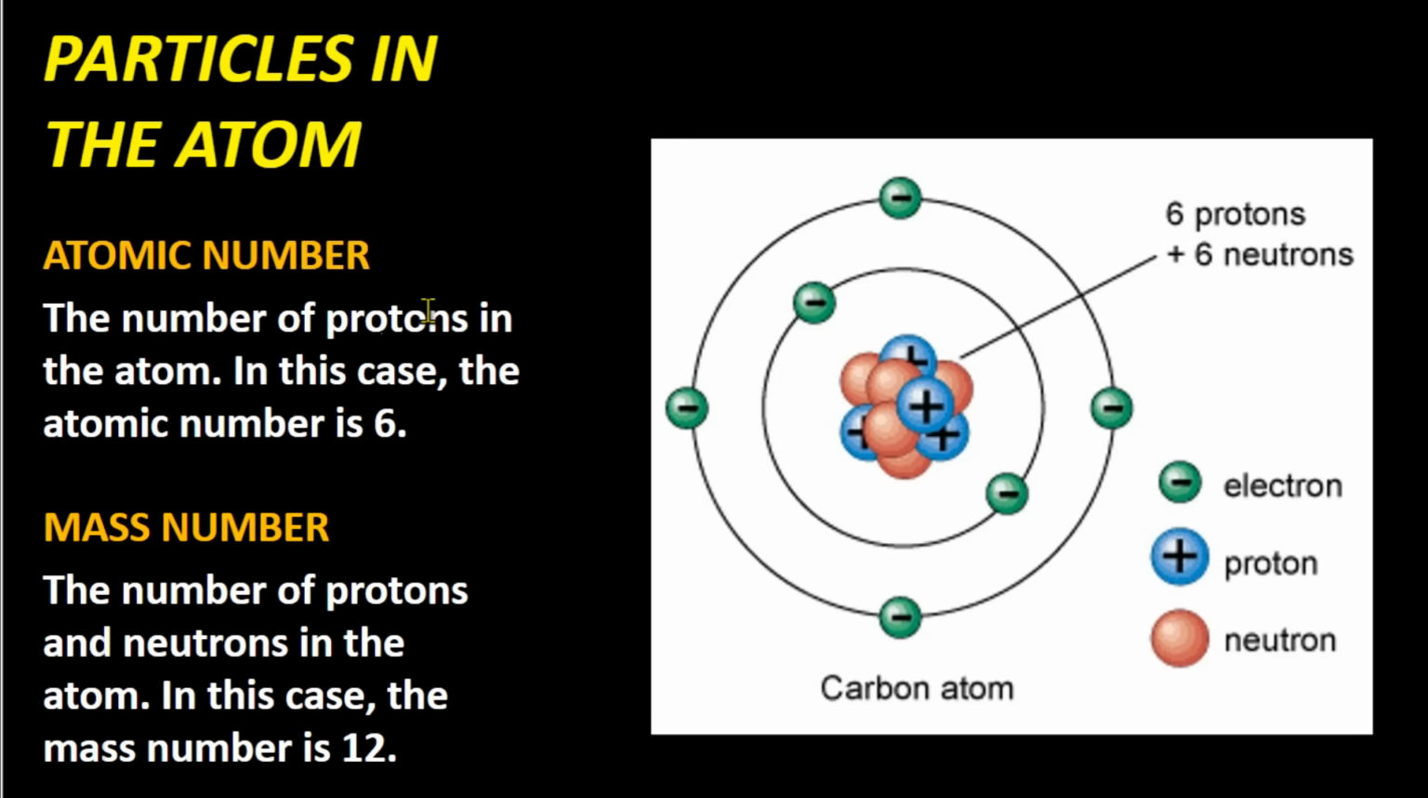The atomic number is the number of protons in the atom. In this case here, the atomic number is 6 because there are 6 protons. The mass number is the number of protons and neutrons in the atom. In this case here, the mass number is 12 because 6 plus 6 is 12.